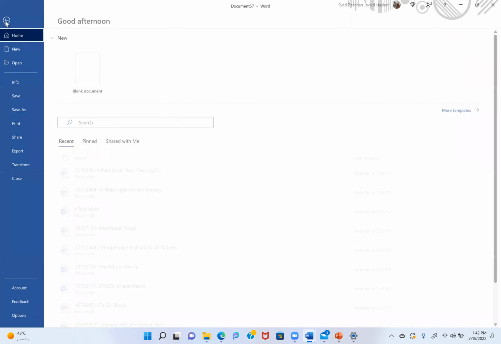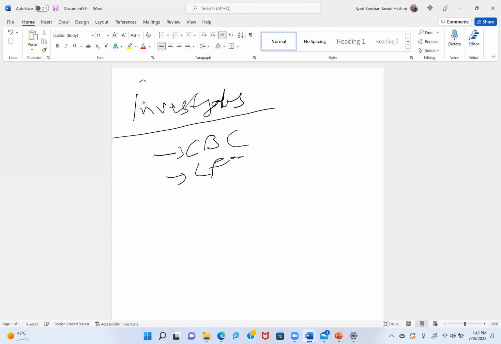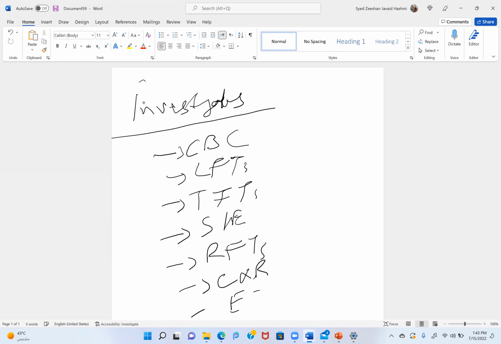Yes, another thing which I forgot is investigations. You should be knowing about all the possible investigations. I have made a list of investigations, all possible, in the how-to-study link. Think about CBC, think about LFTs and how to interpret them, thyroid function tests, serum electrolytes, renal function tests, chest X-ray, ECG, echo, think about thallium scan.